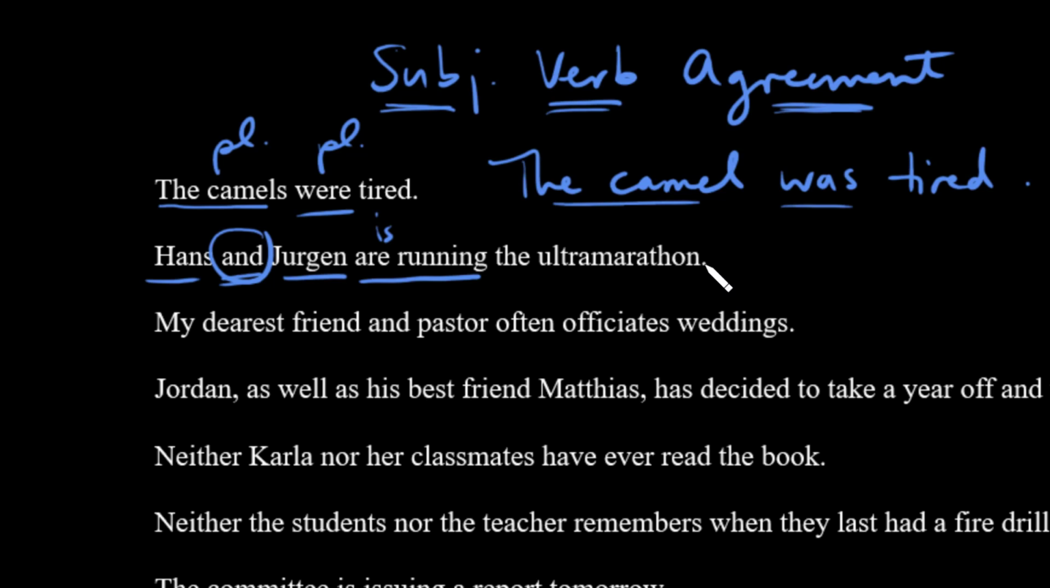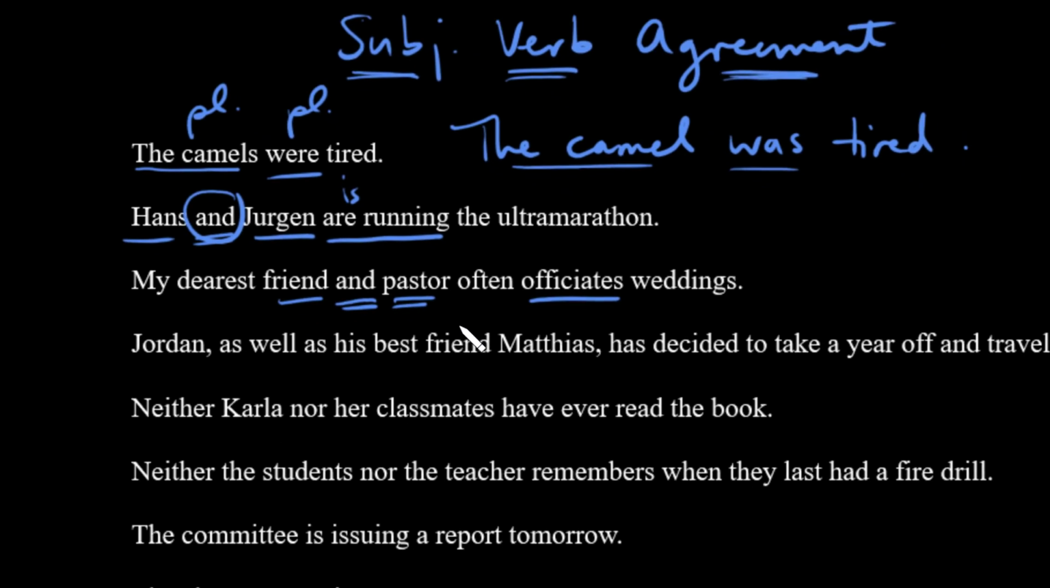There is one exception though, and you can see that here. If we have friend and pastor, and these two nouns refer to the same person, so a singular person, then we just use a singular verb, as in officiates. If this were plural and these were different people, we would say officiate without the s. So that's one thing to watch out for, where you have two nouns that actually designate just one person.